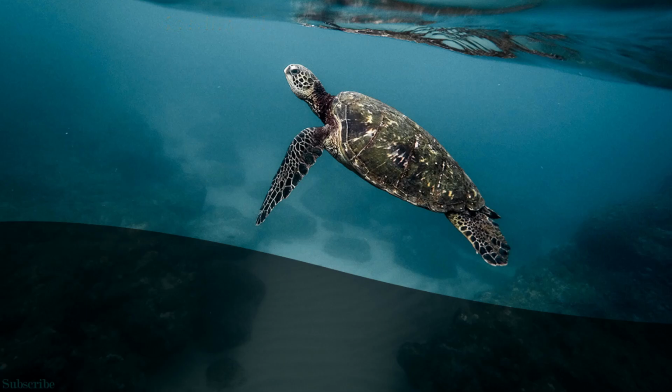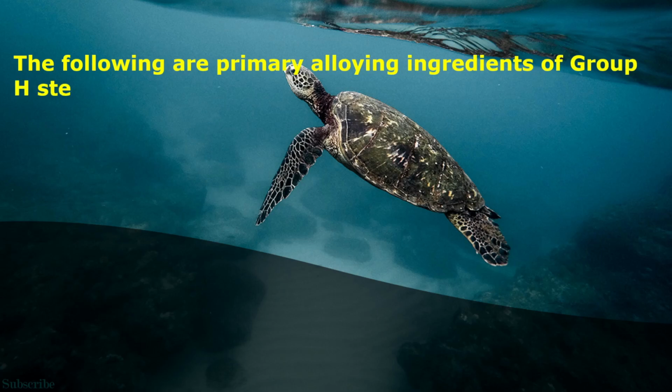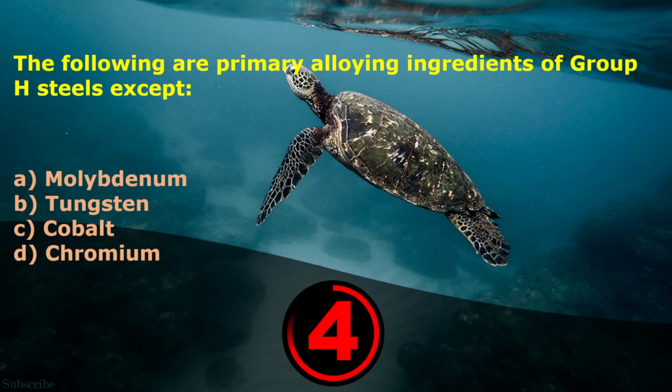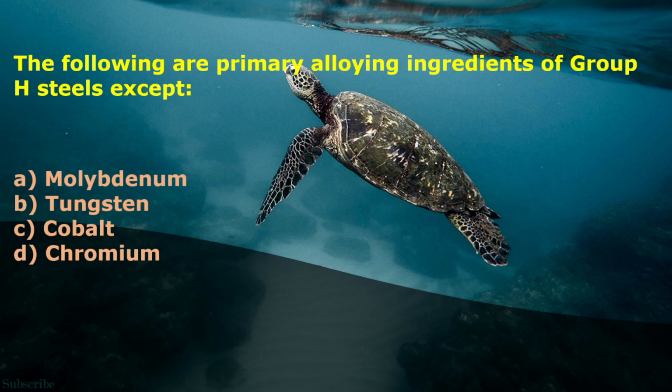Question number 35. The following are primary alloying ingredients of group H steels except: A. Molybdenum. B. Tungsten. C. Cobalt. D. Chromium. The correct answer is letter C, Cobalt.